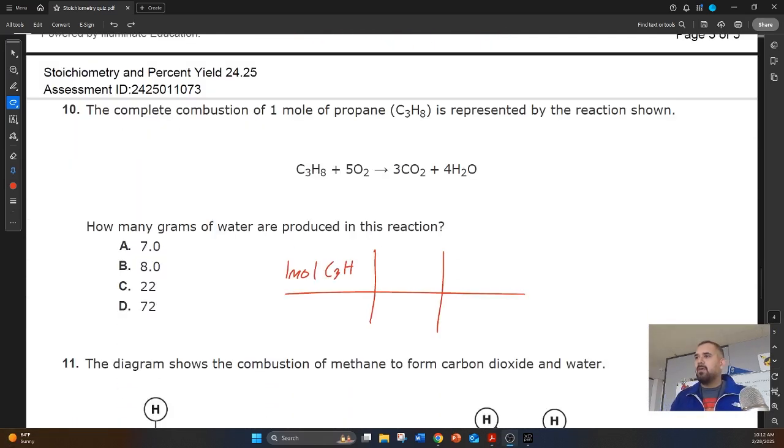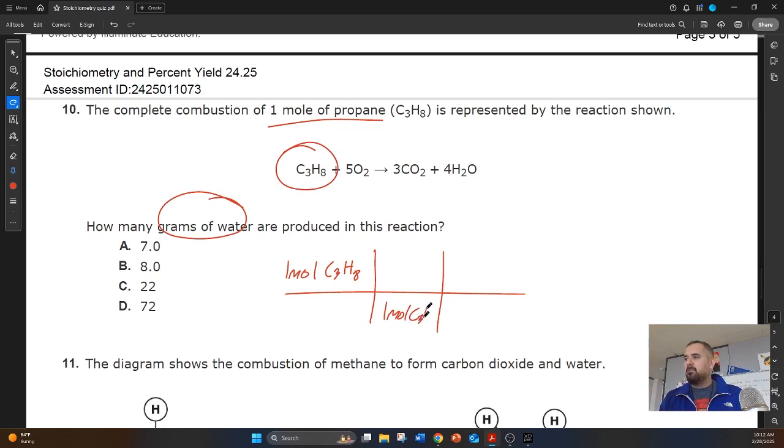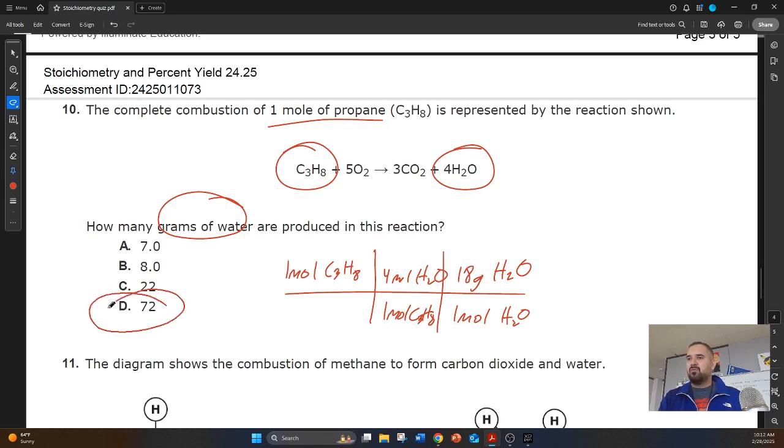All right, so here we have a two-step. We're just going from 1 mole of propane, C3H8, to grams of water. So first step is going to be our mole ratio. So our ratio is 1 mole of C3H8 for every 4 moles of H2O. So 4 moles H2O. Then we're going to put 1 mole of H2O down here. And then we put the molar mass of water up here. Molar mass of water is 18 grams of H2O. So in your calculators, it's going to be 1 times 4 times 18, which gives you 72 grams.